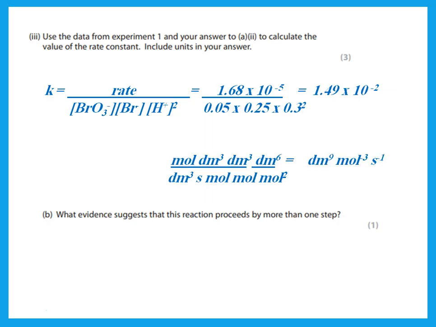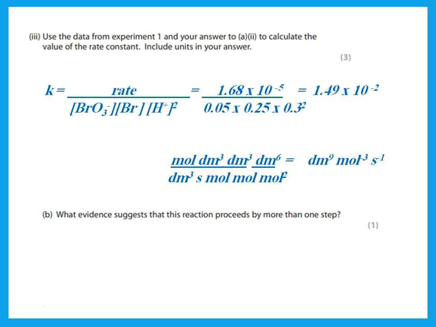Now, the units, again, we said rate is mole per decimeter cubed per second. Each concentration is mole per decimeter cubed. If it is H+, that means it is mole to the power 2, decimeter to the power 6. Cancel whatever is the same on top and bottom, and you end up with decimeter to the power 9 mole to the power minus 3 seconds to the power minus 1.